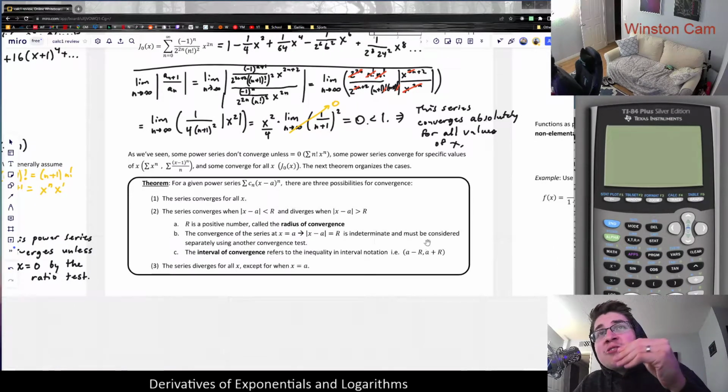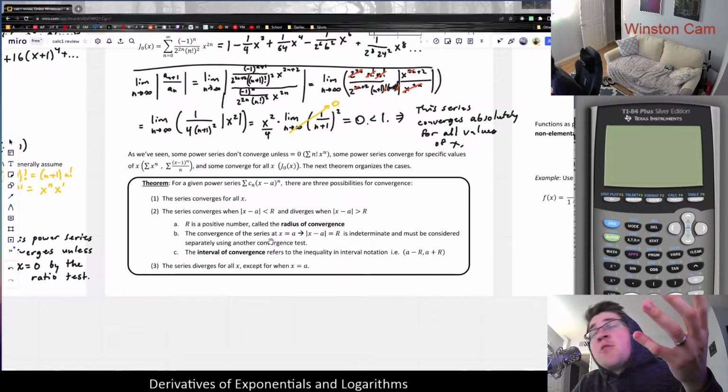The interval of convergence is the inequality itself. Another thing that's very important not to overlook in those cases is the convergence at the boundary points, both plus and minus a, which is indeterminate. Because the ratio test is not conclusive at those boundary points, we have to consider them separately using another convergence test.